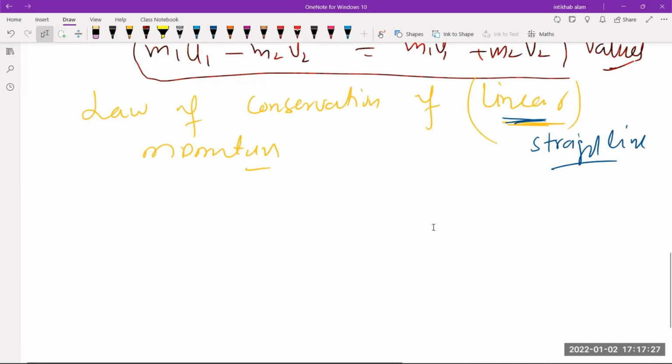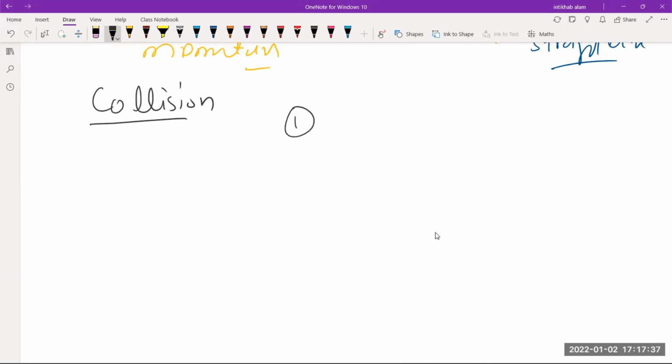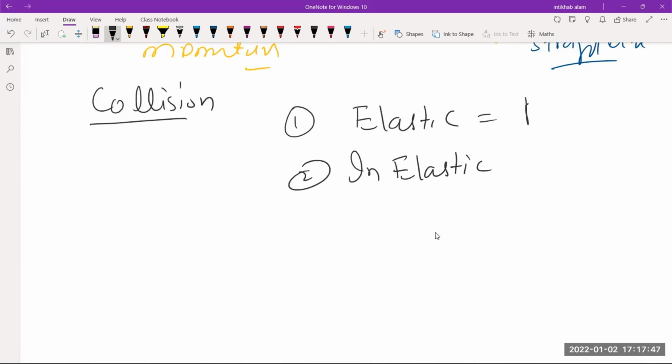So this is the law which is always conserved, because whenever there are collisions, they are of two types. It might be elastic or it can be inelastic. If it is elastic, momentum is conserved.